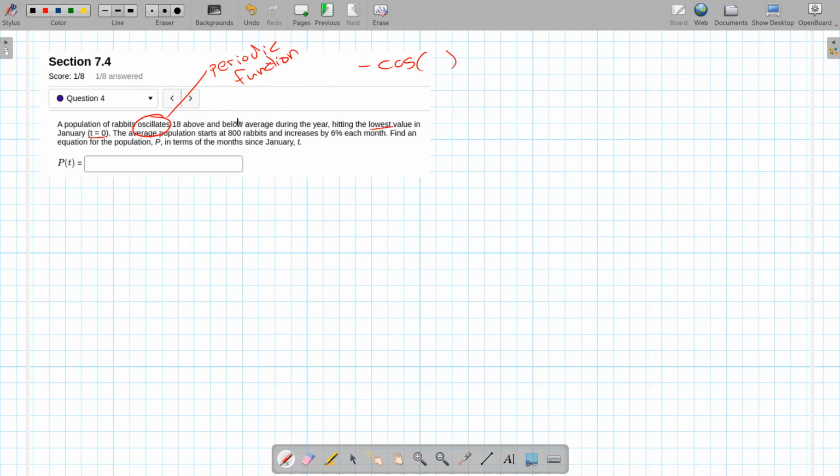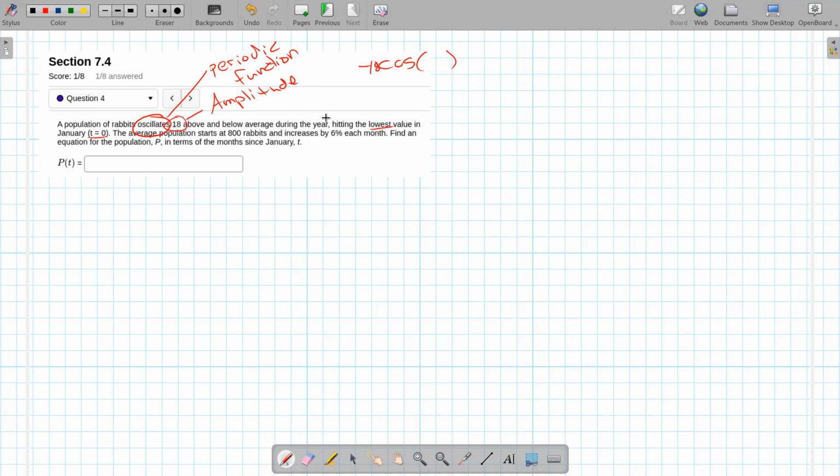18 above and below, so then they're telling me the amplitude. Amplitude tells us how far above the midline and below the midline. So I'm going to have 18, negative 18 times the cosine.